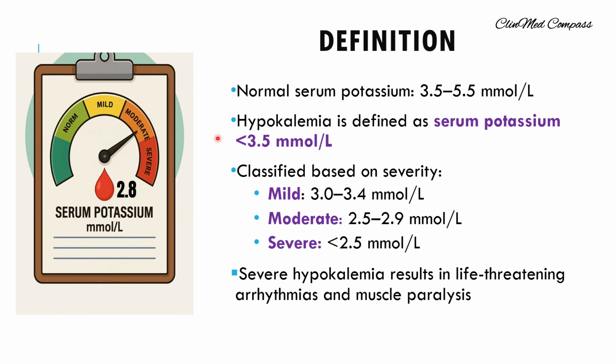Hypokalemia is defined as serum potassium of less than 3.5 millimoles per liter. The normal serum potassium is from 3.5 to 5.5 millimoles per liter. We classify it based on severity. Mild hypokalemia: 3.0 to 3.4 millimoles per liter. Moderate hypokalemia: 2.5 to 2.9 millimoles per liter. Severe hypokalemia: less than 2.5 millimoles per liter. Severe hypokalemia can cause life-threatening arrhythmias and even muscle paralysis.